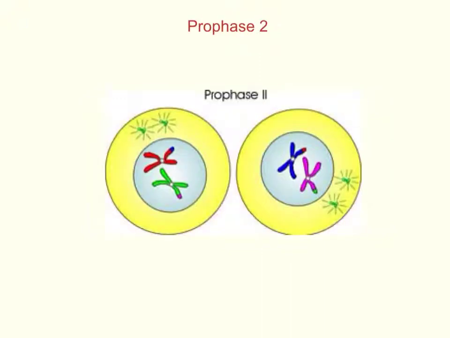Prophase 2 is the first stage of meiosis 2. Meiosis 2 takes place in order to separate the sister chromatids. First, the DNA condenses so the chromosomes are once again visible. New spindle fibers are also produced.